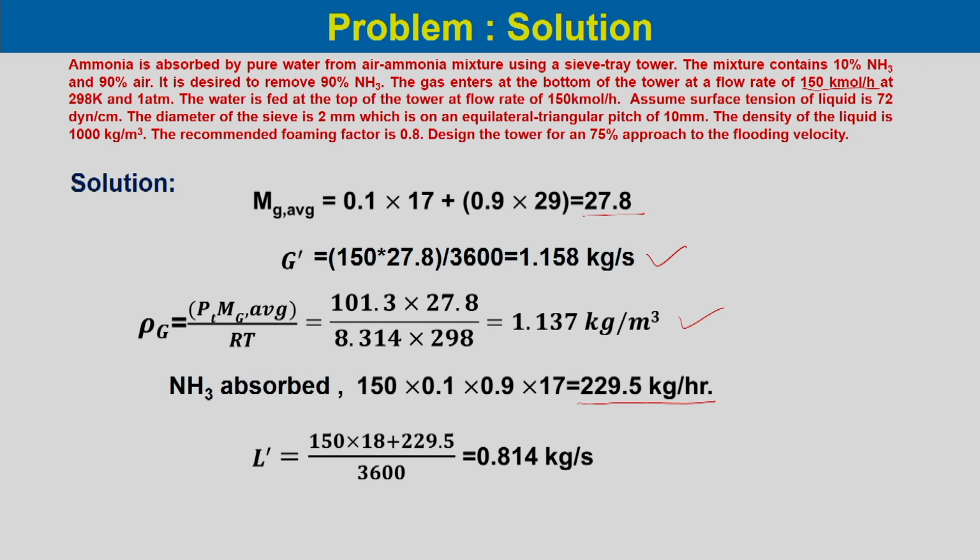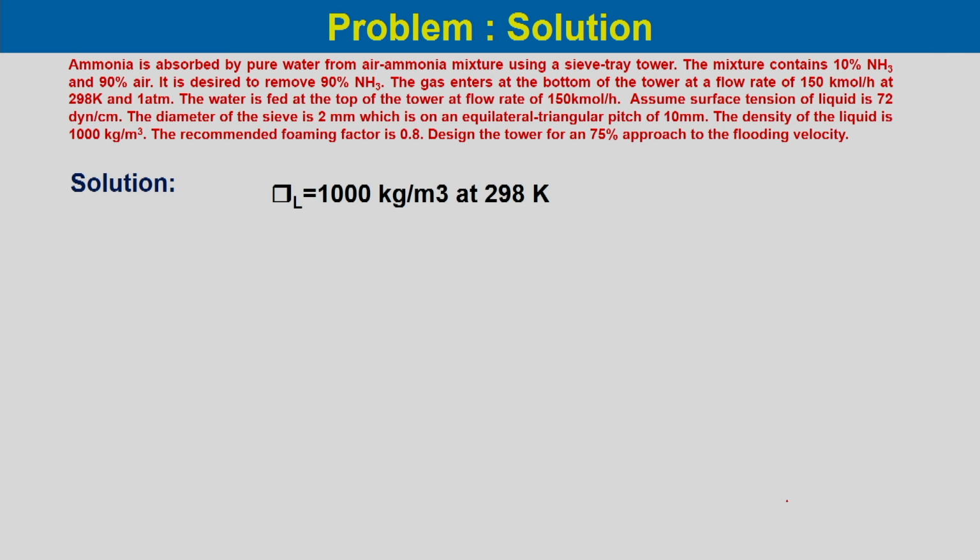L dash is also 150 kilomole per hour for water, which is fed at the top. So, it would be 150 into 18 plus 229.5, divided by 3600. So, the water flow rate L dash would be 0.814 kg per second. The density rho L is 1000 kg per meter cube at 298 Kelvin.